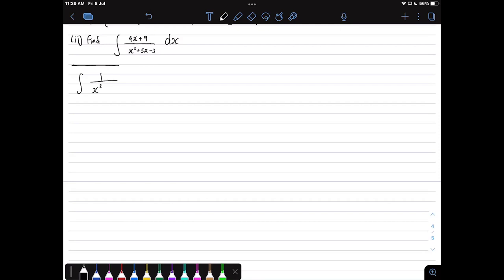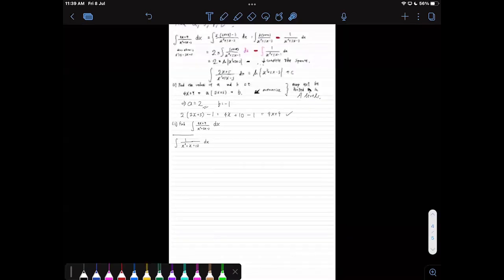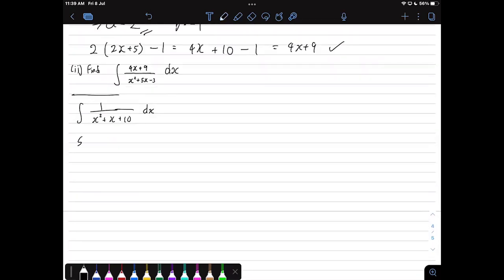Let me think. B squared minus 4AC. Let's say I put a 1x. I'll just put a 10. Okay, how do you deal with this integral? First step, step 1 is to check: is it a proper fraction or not? Yes. Proper? Do you need to do long division? No, long division is not needed.